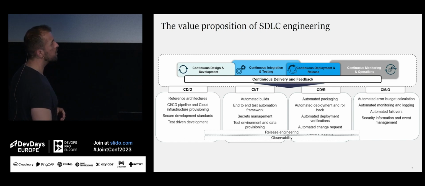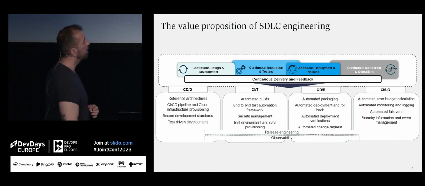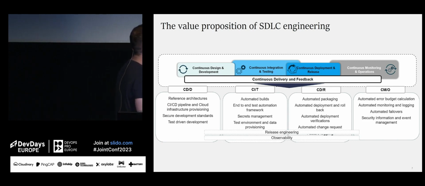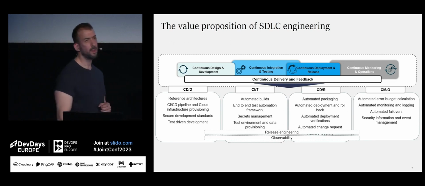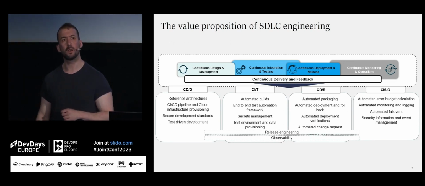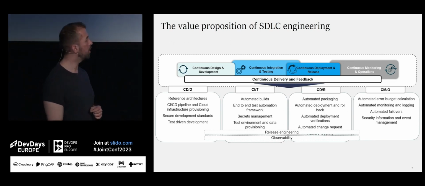So don't stick into the words here. There's overlaps, as you can see here with release engineering and observability. Automated deployment verifications can help you to optimize your deployment process, and then have a CM in place can help you to become compliant on who is having access to your services in production.